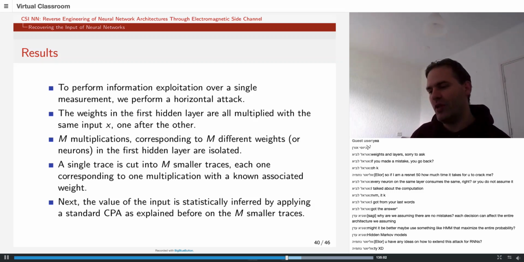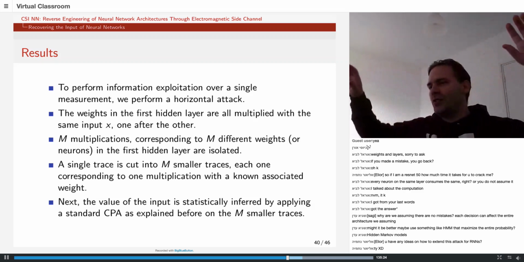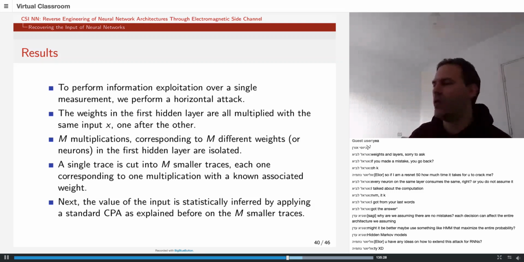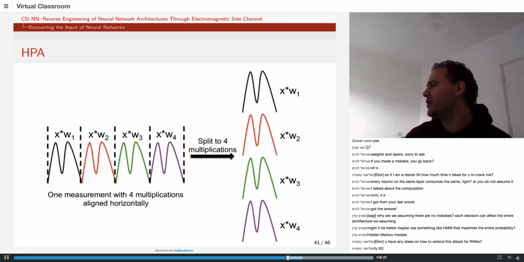Since we want to get the input, we know we need to look at the first hidden layer, because this is where the input comes in. And then we look at the input multiplied with the weights that we know, one after the other. So if there are m multiplications, that means there are m weights in the first layer. Then we take that one trace with many multiplications, and we cut that trace into many smaller traces, where each smaller trace corresponds to a single multiplication with a known weight. And then you get something like this. We have a single trace, so there are 4 multiplications. We split those into 4 parts, and we align them like this. And now we have our x that is still always the same, but our weights are known. And then the attack is very easy to do, and you only need a single measurement to obtain your input.